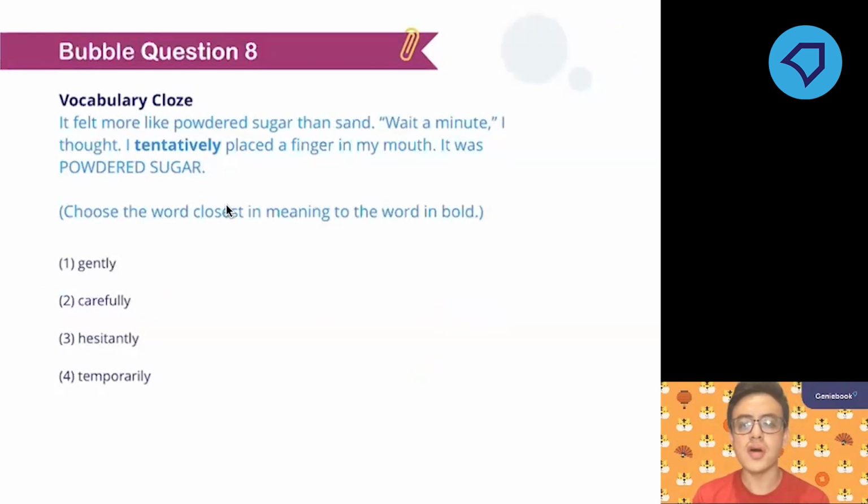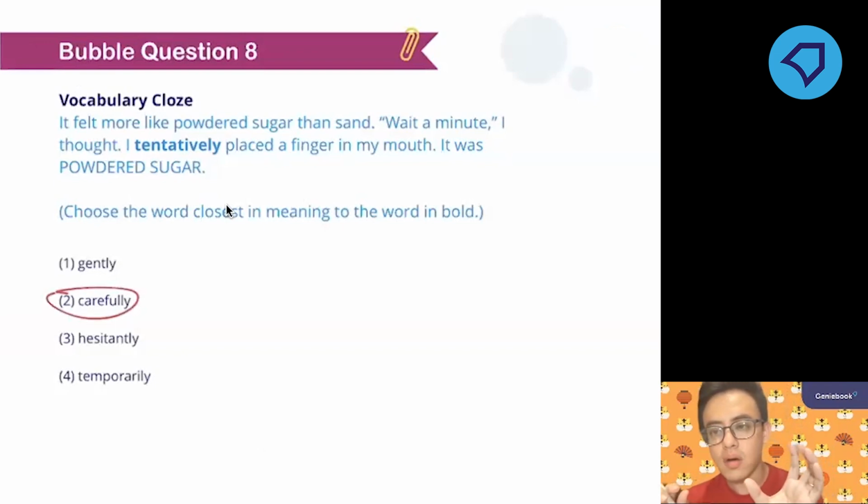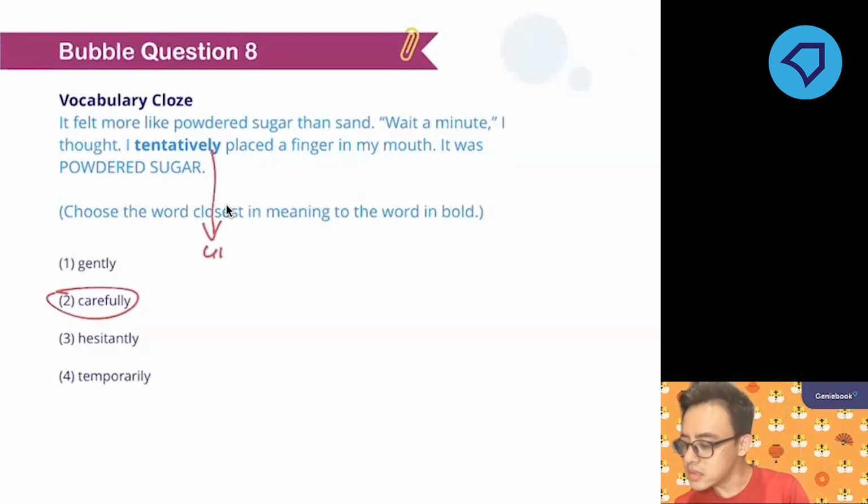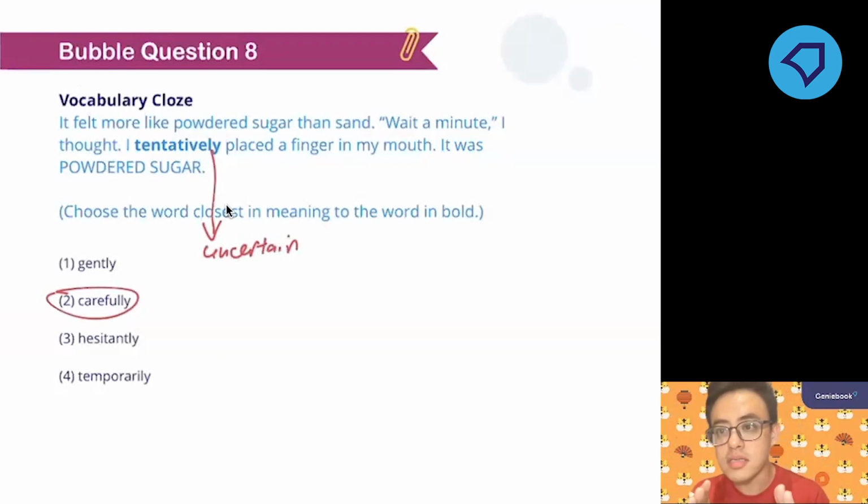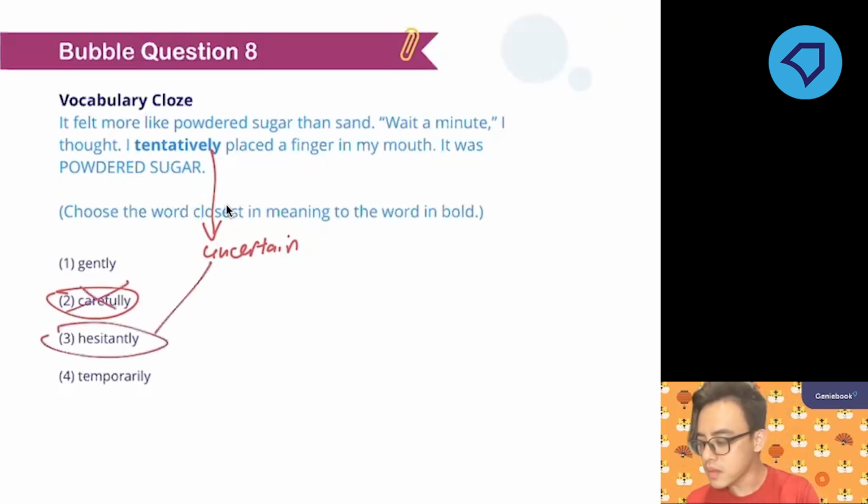I know you said the answer is carefully, but that is wrong. Tentatively doesn't mean carefully. If you are tentative, that means that something is not certain. Tentative means uncertain. Careful means that you're doing it because you are worried or you are afraid of danger. You do something carefully. So the word tentatively is more similar to hesitantly than it is to carefully.